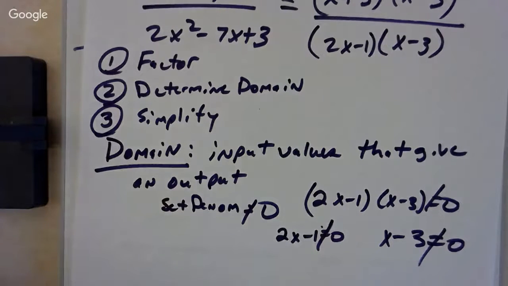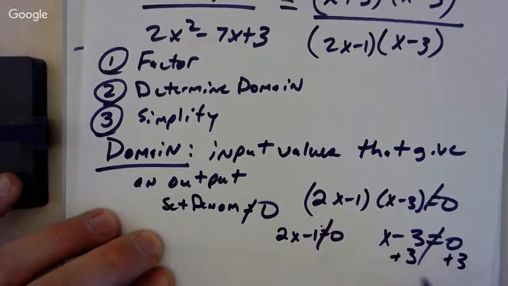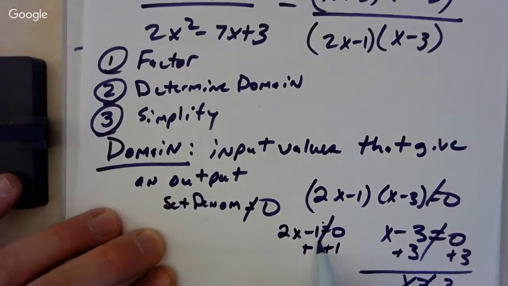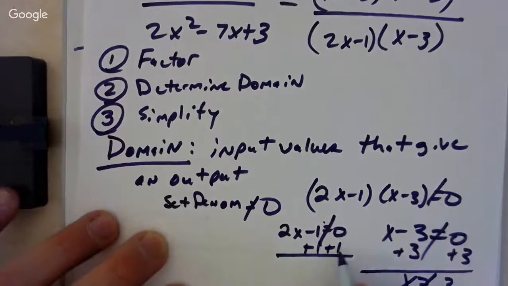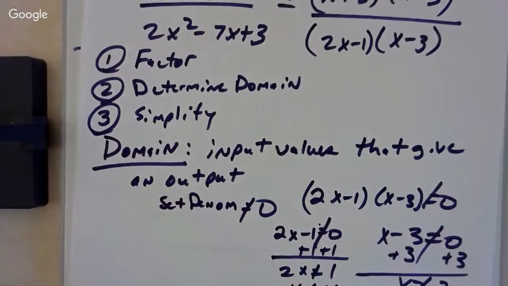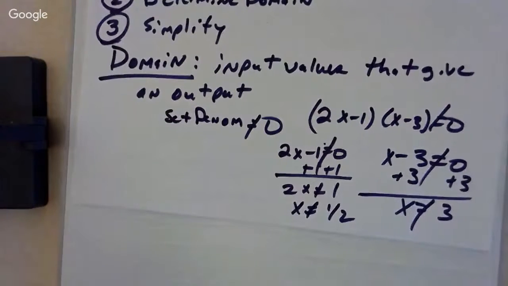So let's say for the x minus 3 equals 0. You add 3 to both sides, x equals 3, not... nope, x cannot equal 3. Okay, so add 1, add 1. Maybe that's a better way to say it. X cannot equal 3. Add 1 to both sides. 2x cannot equal 1, so x cannot equal 1/2. Those are the numbers that do not work.